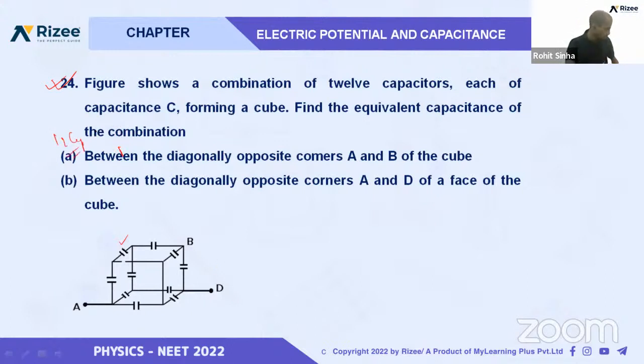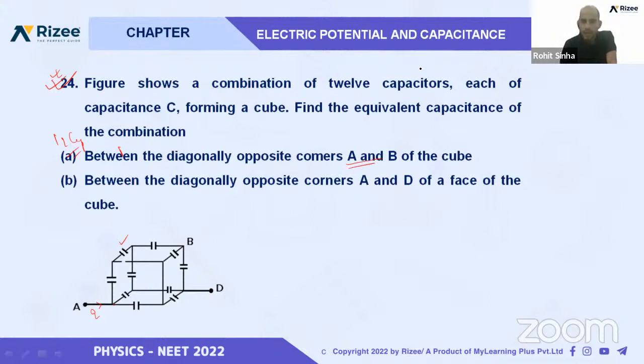How to attempt this question? We have 12 capacitors. How will we solve it? Now, let us assume that some charge Q is flowing. It is asking us to find how much capacitance there will be between A and B.